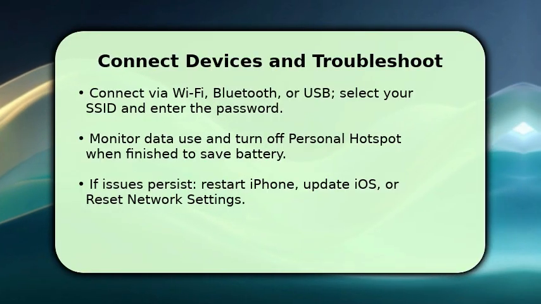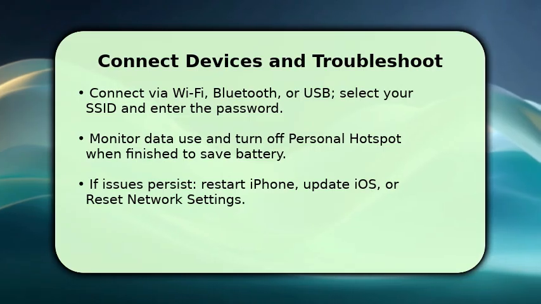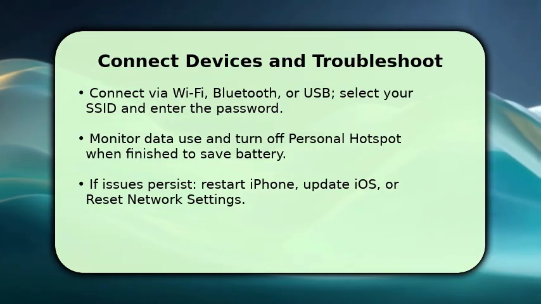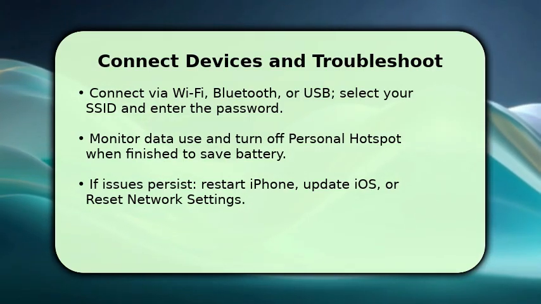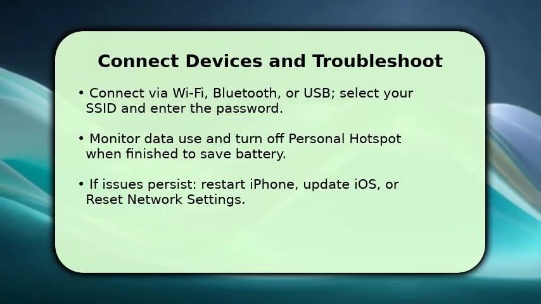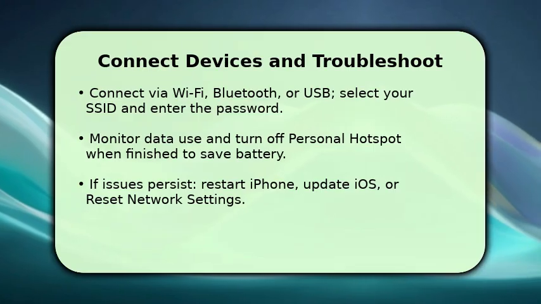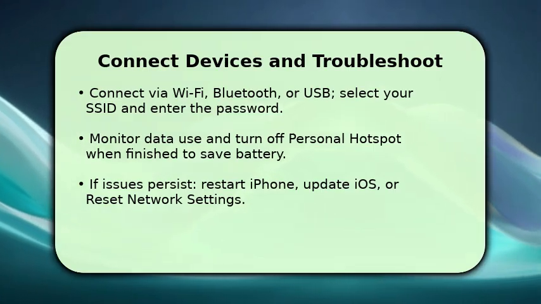If the hotspot doesn't appear, restart both devices and retry. If that fails, update iOS or reset network settings in Settings, right arrow, General, right arrow, Transfer or Reset iPhone, right arrow, Reset. Also check with your carrier if tethering is blocked on your plan, because that will stop visibility entirely.